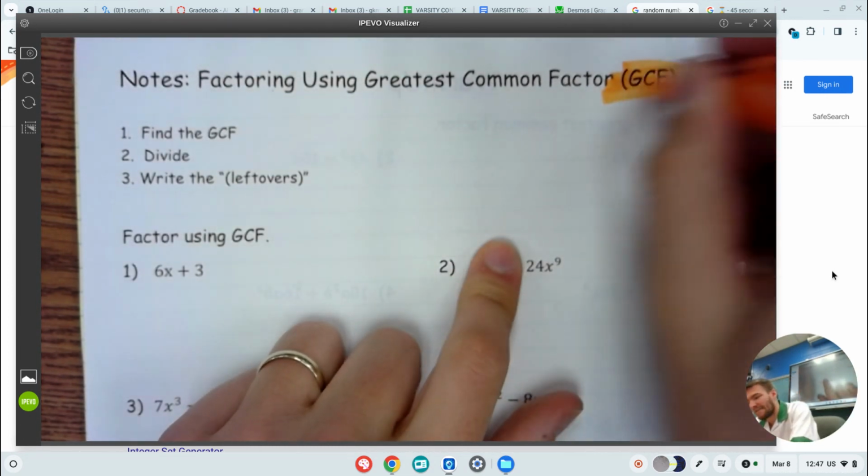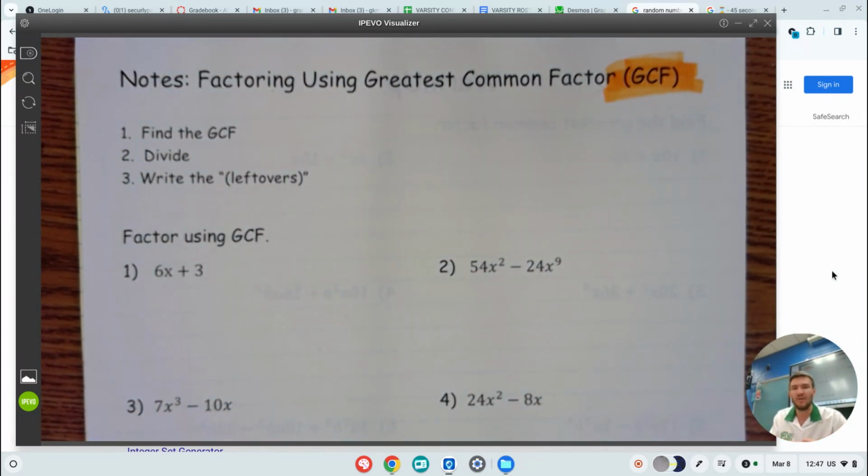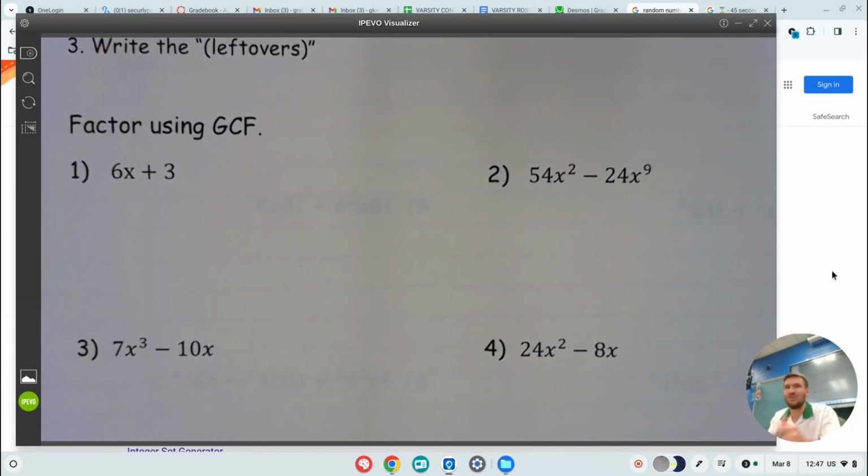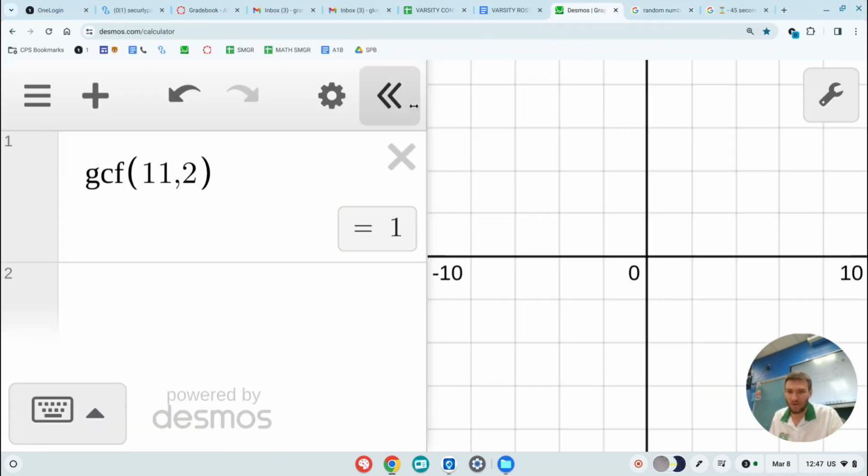We got GCF, right? Make sure you know GCF is greatest common factor. It is the biggest thing that everybody's got in common. And so, for a question like number 1 and question like number 2, we can do the GCF of these questions very easily. Okay? We go to Desmos.